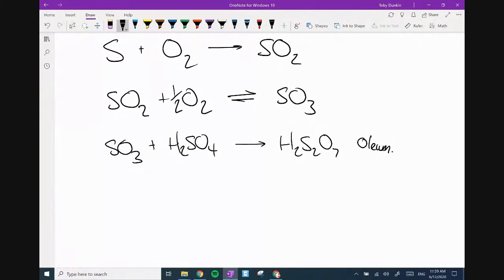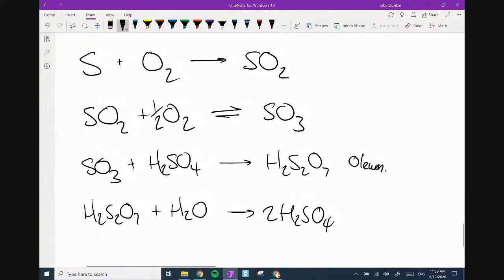And then what you do is you take oleum, H2S2O7, and you add water to it and you form 2 sulfuric acids. So that's actually how they make sulfuric acid in industry, which is rather interesting.